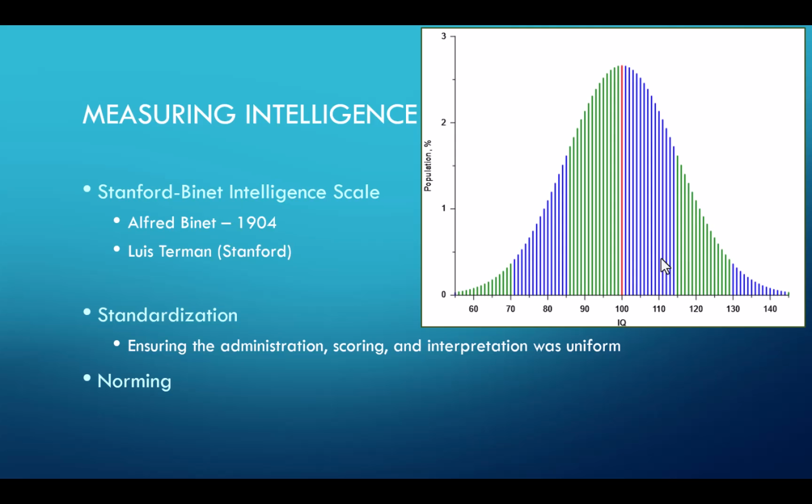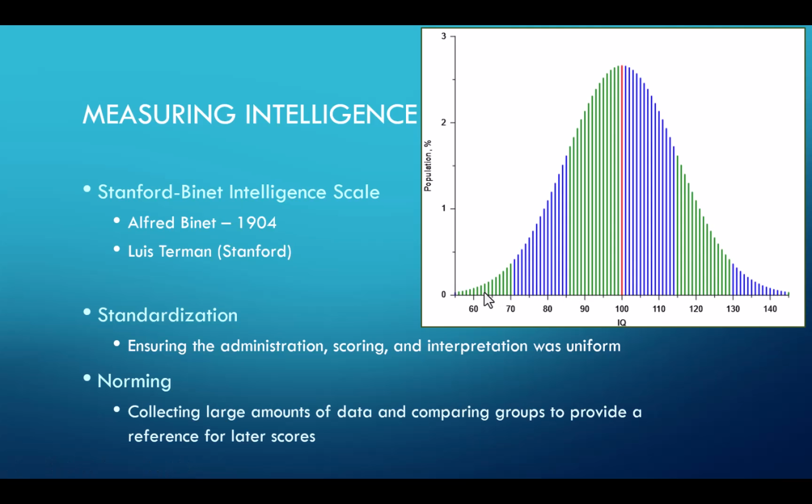So our IQ tests, specifically the Stanford-Binet and then some others that we'll talk about later, have been normed and standardized. And so if you have an IQ of 130 or higher, you're gifted or very advanced. 120 to 129, superior. 110 to 119, high, a very high average. 90 to 109 would be average, and then anything below 90 is going to be below average. So again, norming is collecting large amounts of data to allow us to compare the scores we get to these.